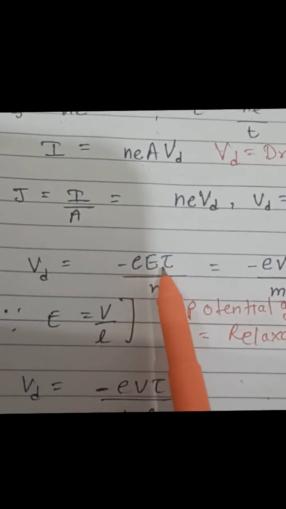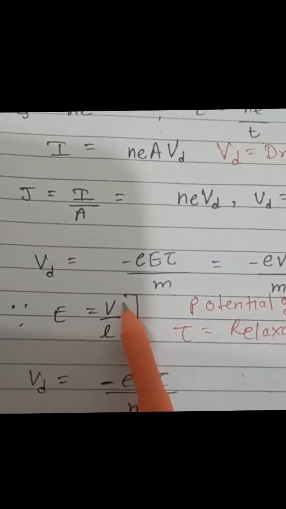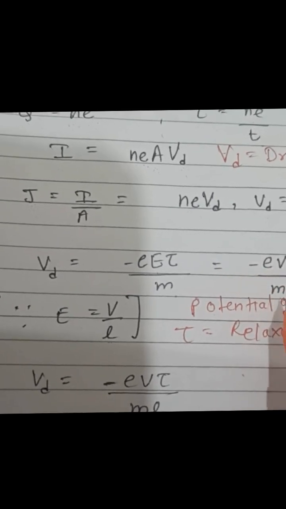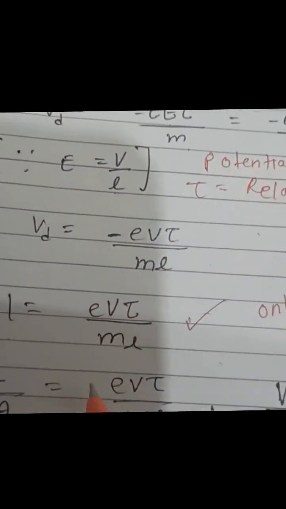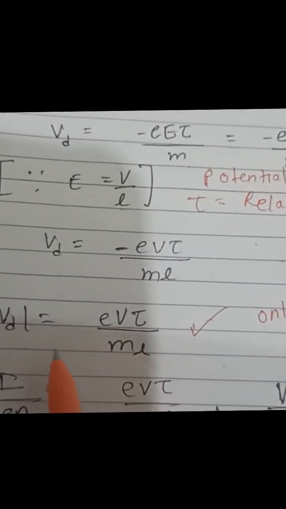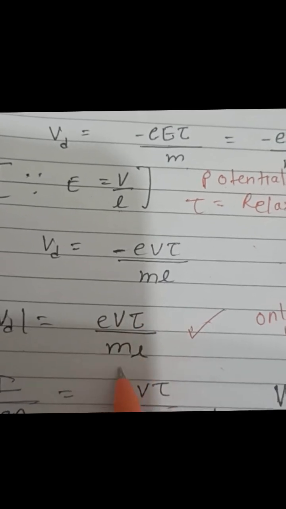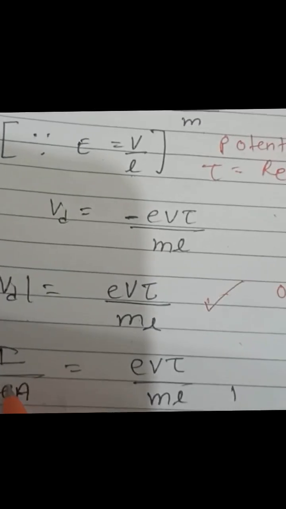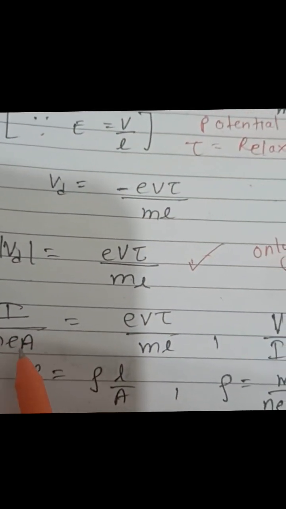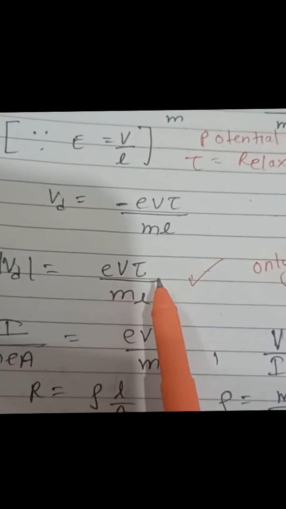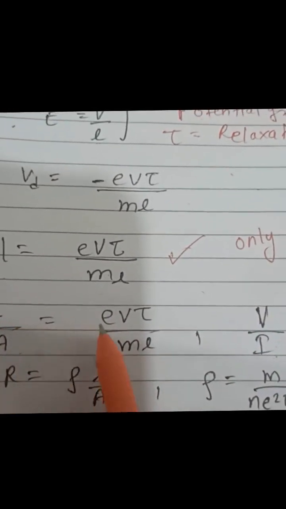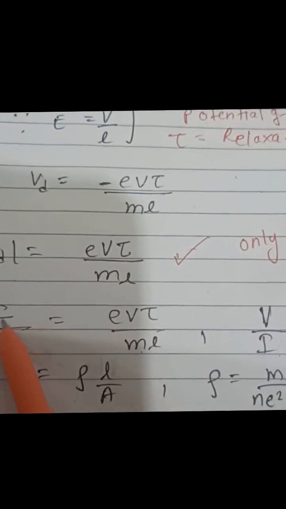Now we know from the potential gradient formula that E equal to V by L, so the formula changes to minus eV tau by mL. Now when we write only the magnitude, Vd equal to eV tau by mL. Rearranging the terms, writing Vd in terms of current, I equal to NeA times eV tau by mL. Here we want to find the V by I ratio, so take the I term on this side and the remaining terms on that side.